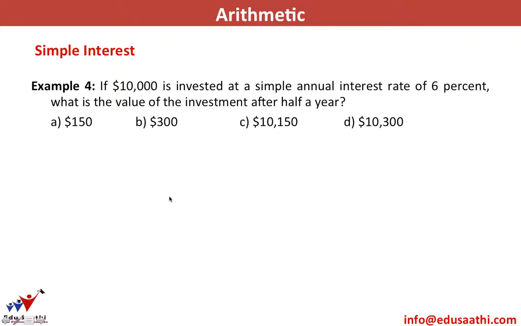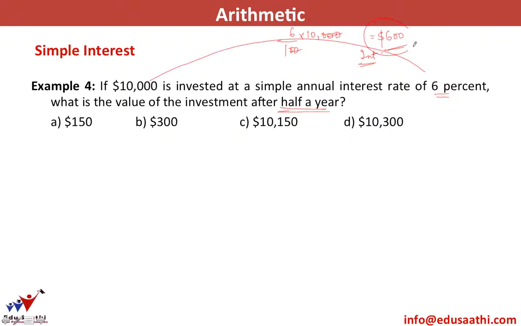So let's look at a question that we have. If $10,000 is invested at a simple annual interest rate of 6%, that means every year I'm getting 6% on the initial investment. So my initial investment was 10,000. I'm getting 6% on $10,000 every year. So I'm getting $600 every year as interest. This remains the same throughout. What is the value of the investment after half a year?